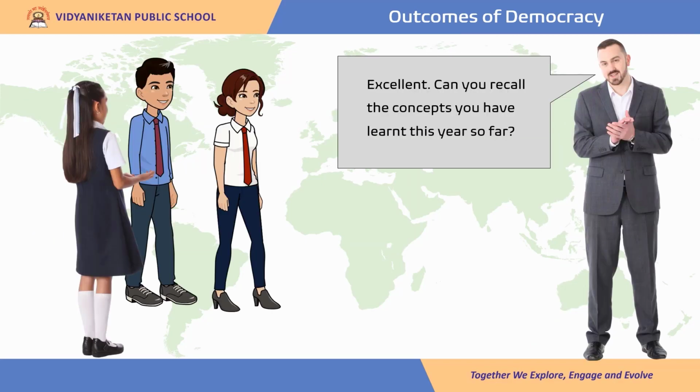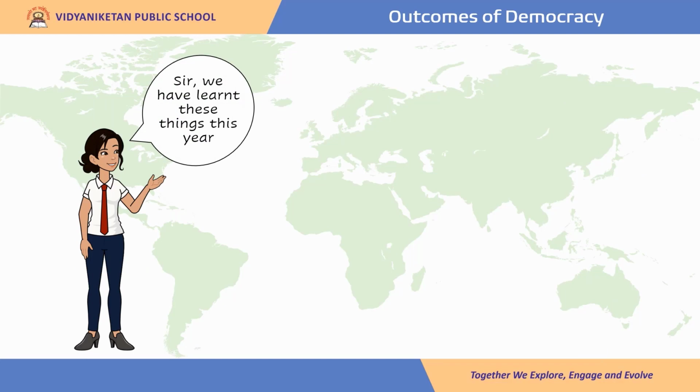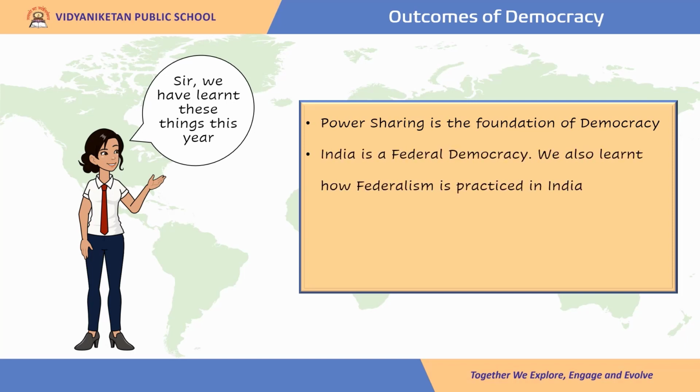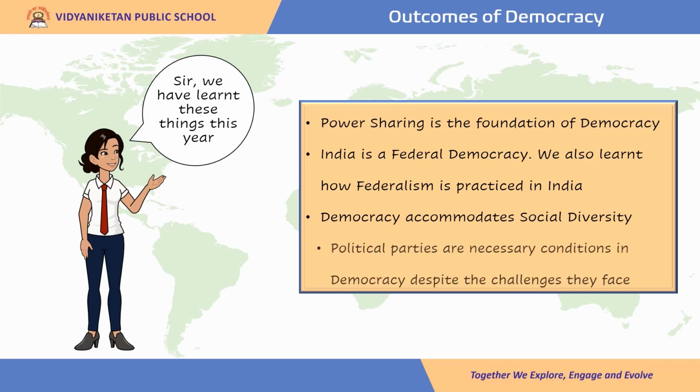Excellent. Can you recall the concepts you have learnt this year so far? Sir, we have learnt these things this year. Power sharing is the foundation of democracy. India is a federal democracy. We also learnt how federalism is practiced in India. Democracy accommodates social diversity. Political parties are necessary conditions in democracy despite the challenges they face.